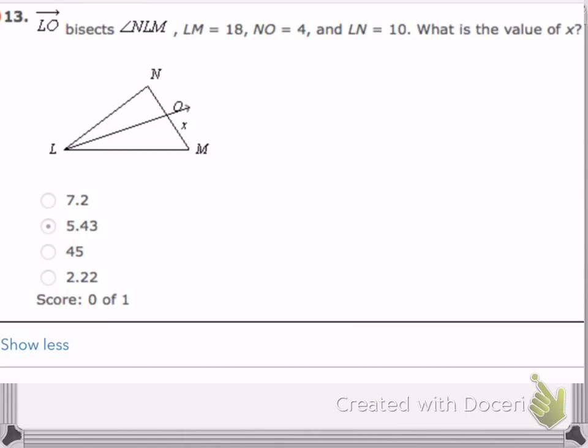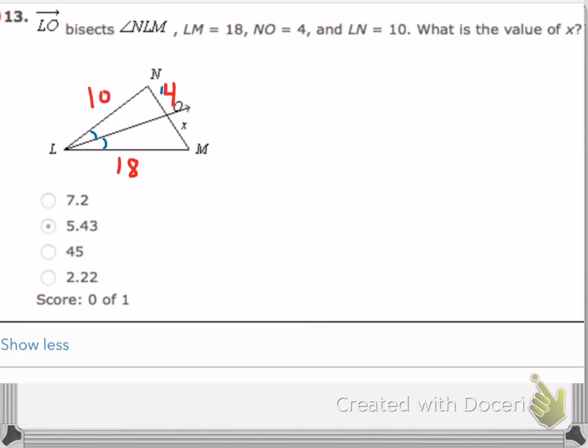Now step number one is always going to be to label the values that were given. So LM is equal to 18. We're told right out of the blocks that this is the angle bisector. So we have the same scenario that I just explained to you in the previous problem. NO equals 4, and LN is equal to 10.